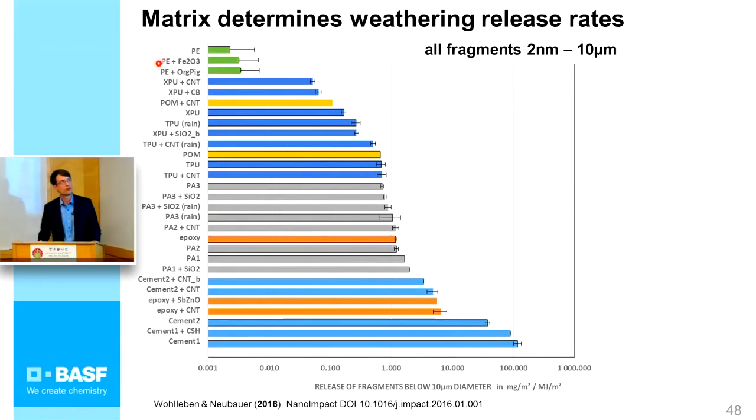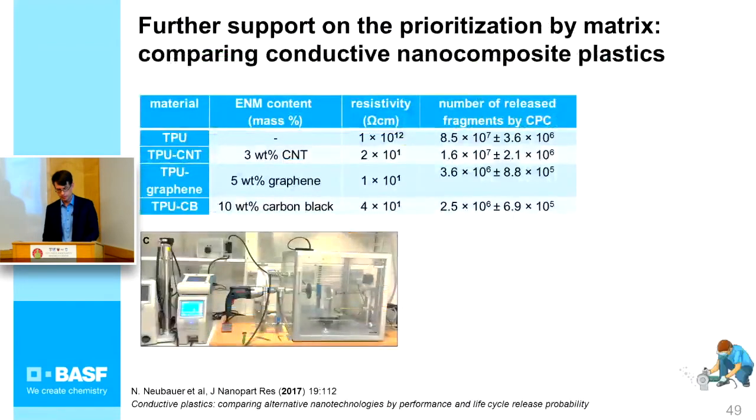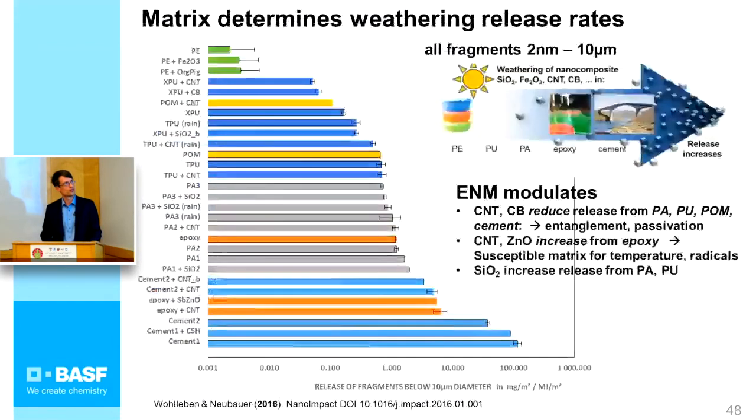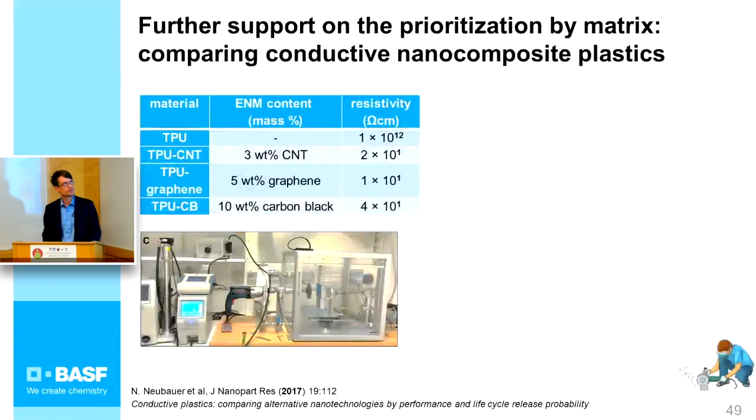It tells us that across many orders of magnitude, from polyethylene to epoxy, the matrix dictates the rate of release, and there is a modulating effect by the nanomaterials. I keep struggling with this pointer, I'm sorry. We have a modulation. That's important to say. The carbonaceous materials are black, they tend to passivate. And of course, photocatalytic properties from zinc oxide tend to accelerate degradation, etc. That's a modulation, but it's only a modulation. The key grouping is by the matrix.